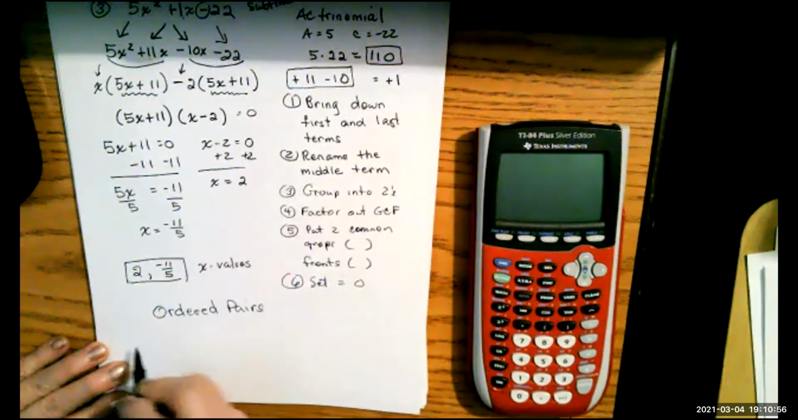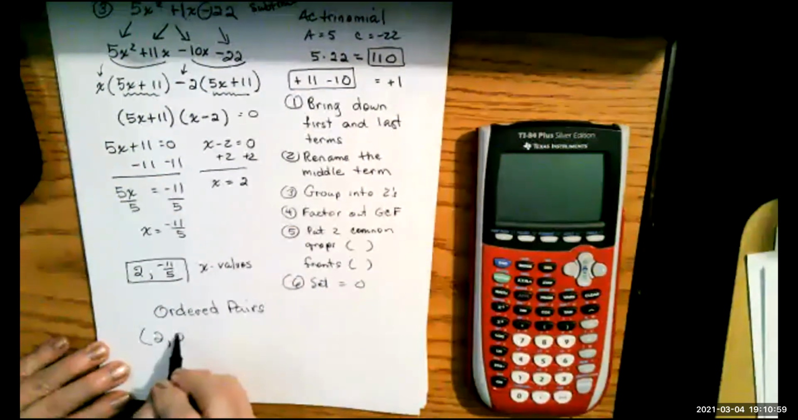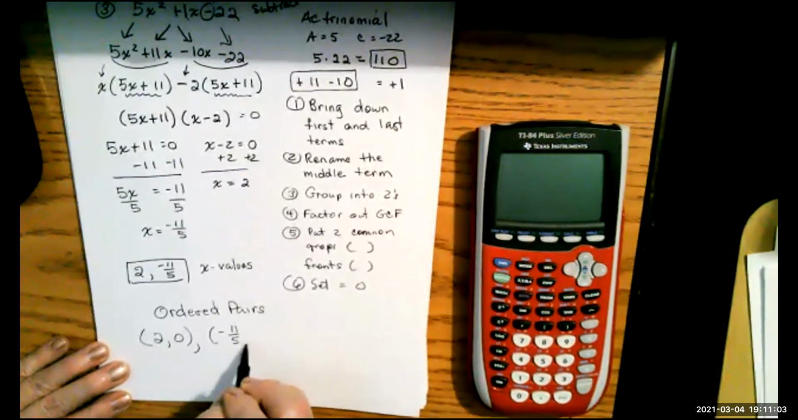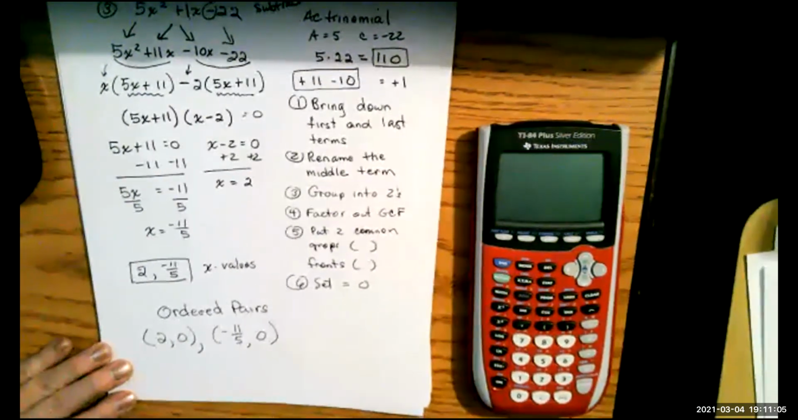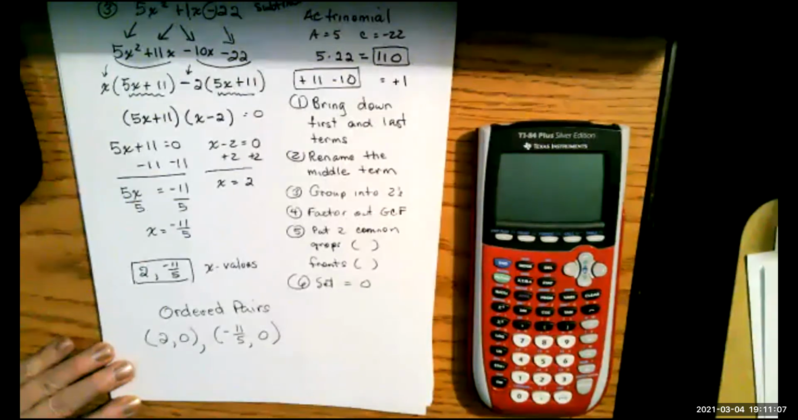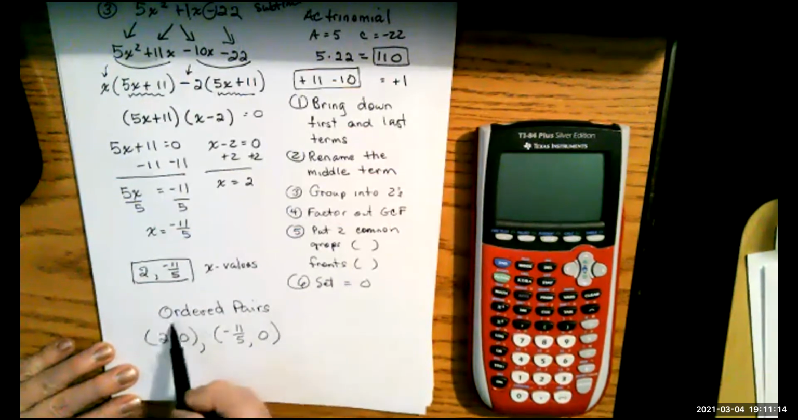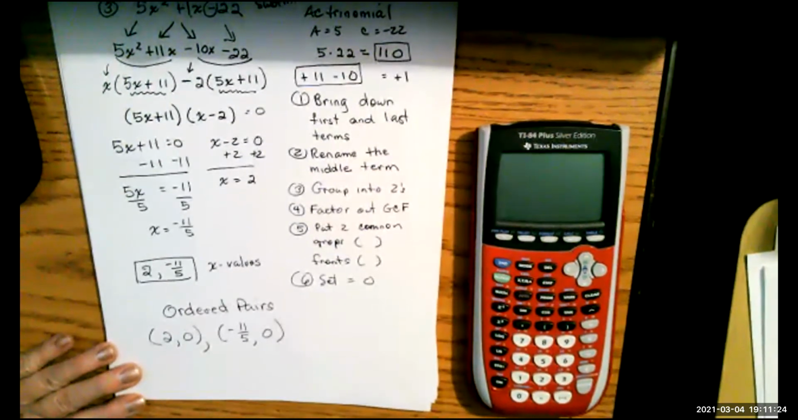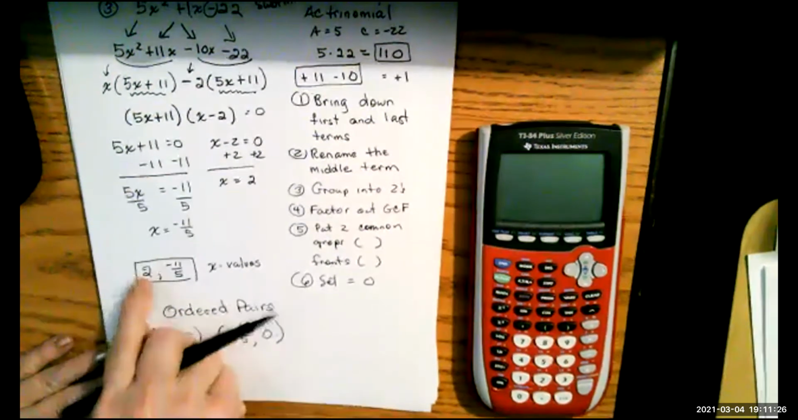So if you want them as ordered pairs, it's going to be 2, 0, comma, negative 11/5, 0. That's a great question. You'll have to watch to see which way they want it. It will say at the bottom of it, write as ordered pairs, or write as solutions separated by a comma. So solutions would be the one in the box. Ordered pairs would be the y, 0.